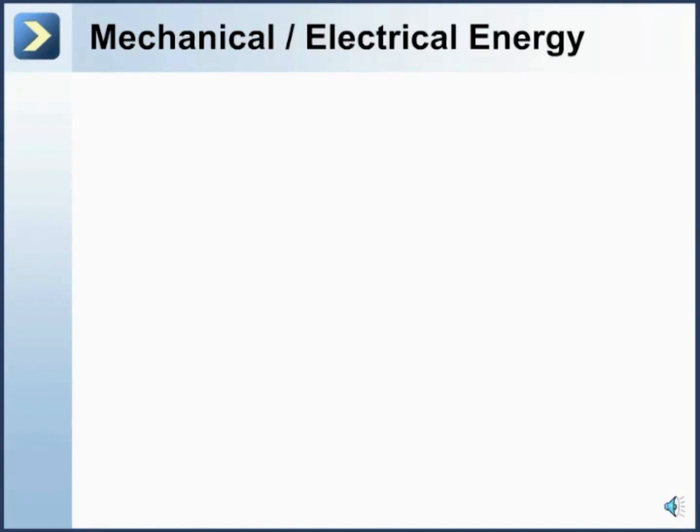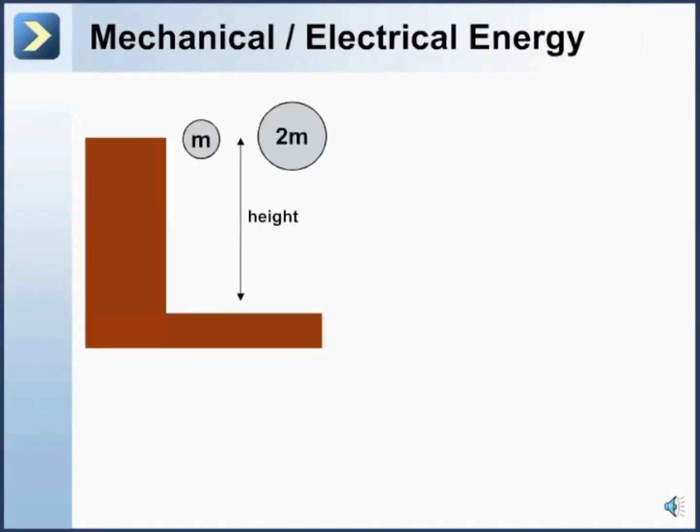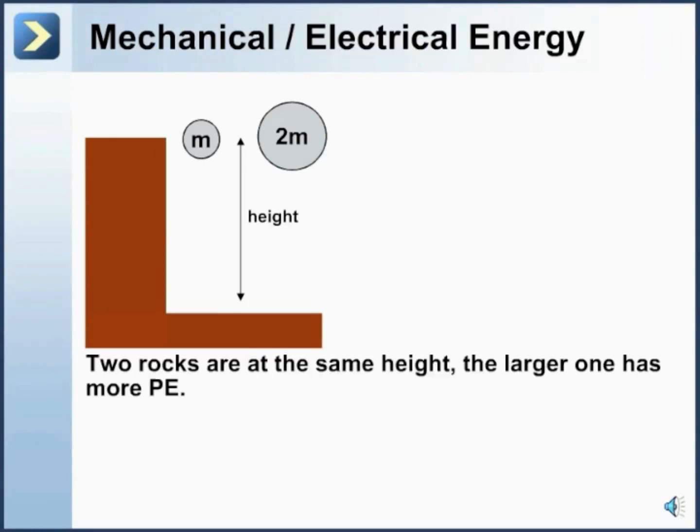All right, let's go back to our analogy of mechanical and electrical energy. And now we're still comparing the electric field to the gravitational field. Suppose we have two masses, one's little m, the other one's 2m. So one mass is twice as large as the other. Well, if these are rocks, for example, then the two rocks are at the same height, but the larger one clearly has more potential energy. Because if gravitational potential energy is mgh, well, if m is bigger, then the potential energy is bigger.